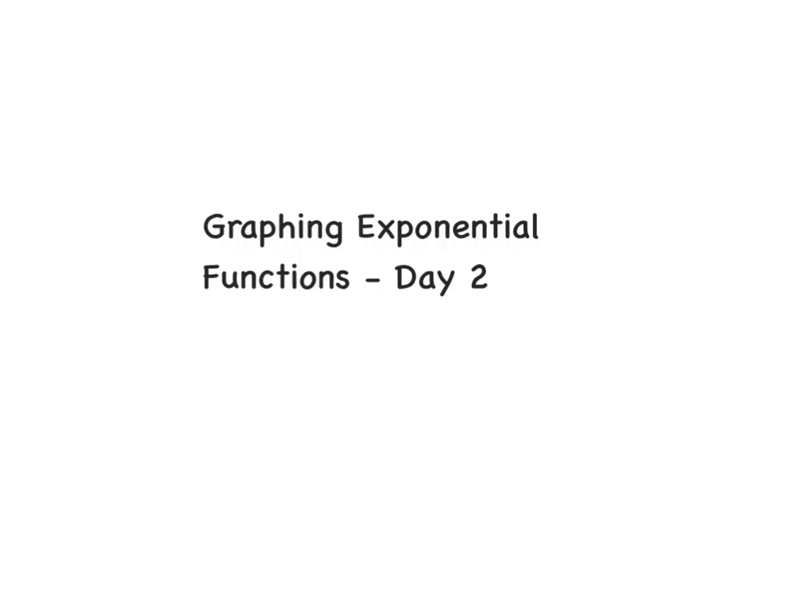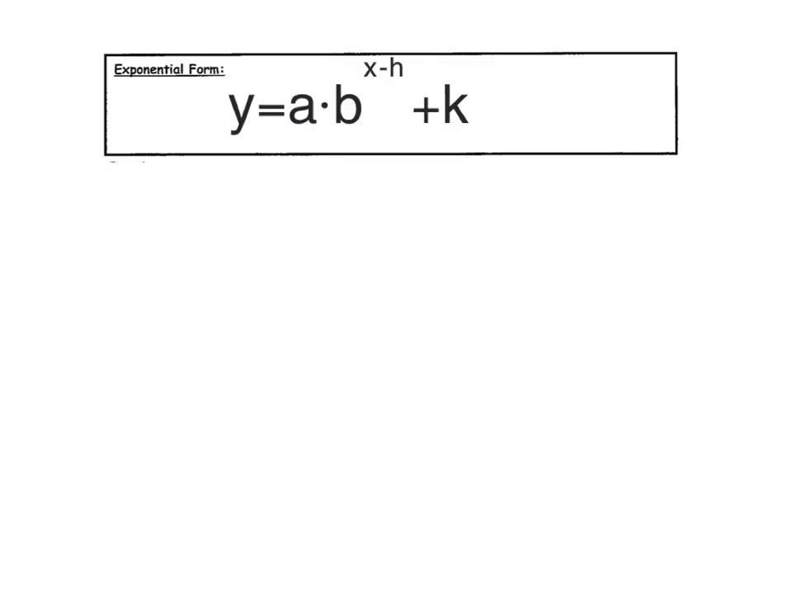And the b was our base, and then our exponent was x. And x is the number that we had to plug in, like a -2, a -1, a 0, a 1, or a 2. So let's refresh in the spot that says exponential form. Can you please write in this formula?